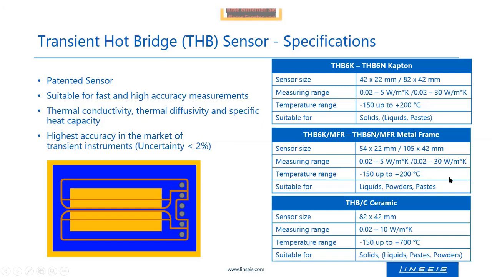For a higher temperature range, the ceramic sensors can be used. The thermal conductivity range is not as high because the time constant of the ceramic sensors is longer, so the time resolution is not as good compared to the Kapton sensors. That's the reason why we can measure with the ceramic THB sensors only up to 10 watt per meter Kelvin. But they are suitable for solids, liquids, pastes, and powders from minus 150 up to 700 degrees Celsius.